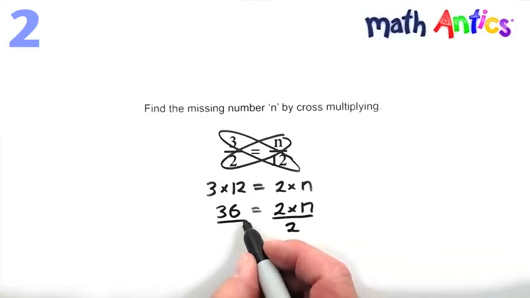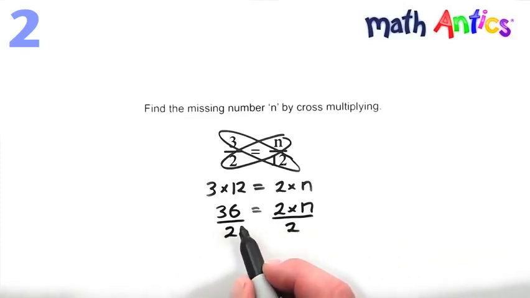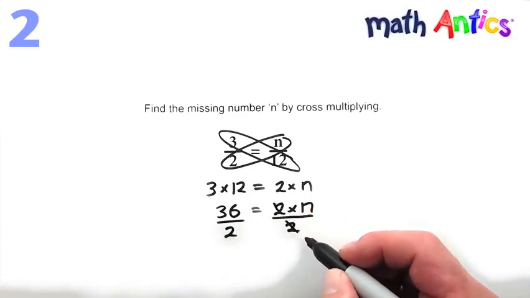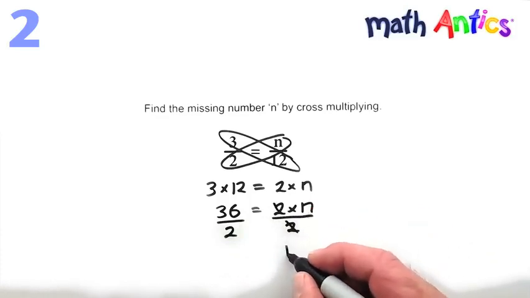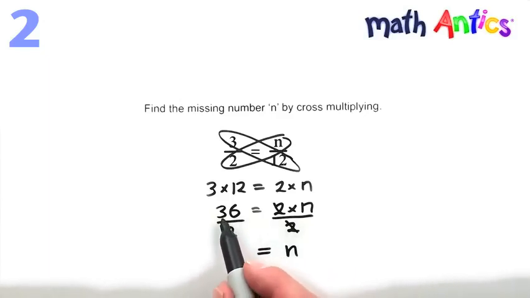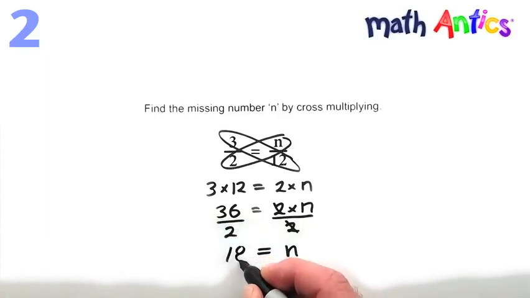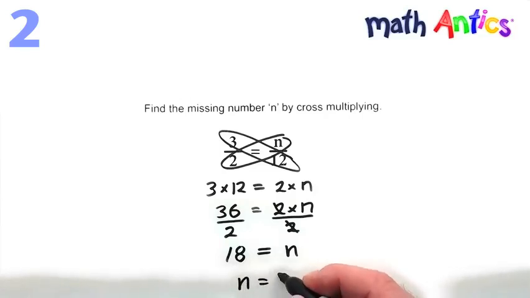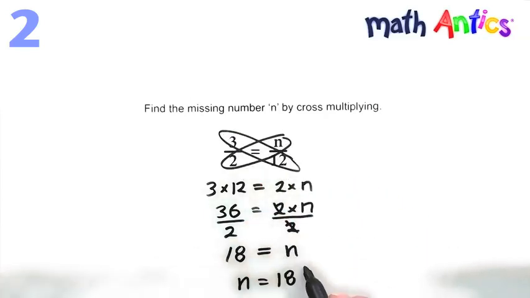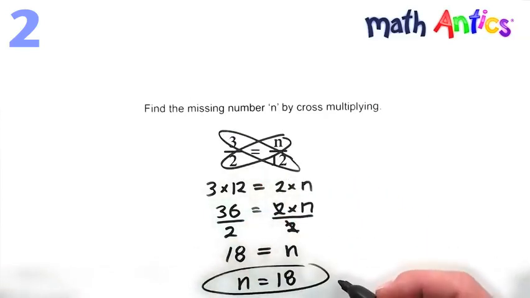But we have to do the same thing on the other side as well. So both sides are divided by 2. That means these 2's will cancel, and we're left with just n on this side of the equal sign. And on this side, we have 36 divided by 2, which is 18. Now, it might look a little funny to you that we have 18 equals n, but that's just exactly the same as n equals 18. And so we've found our missing number. We know that n equals 18.